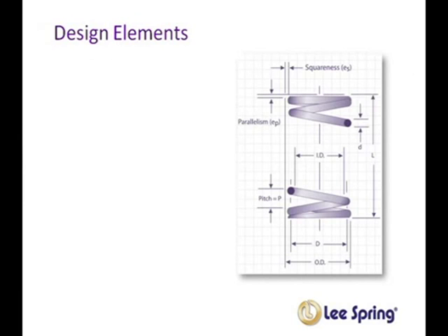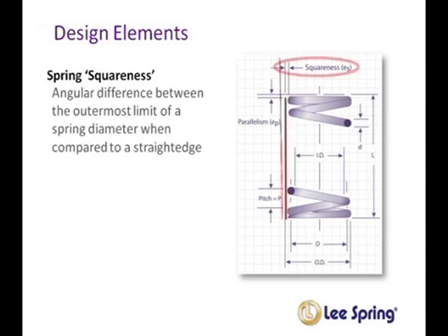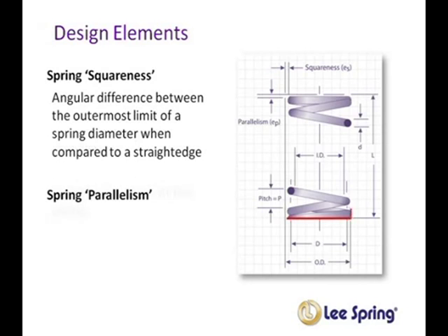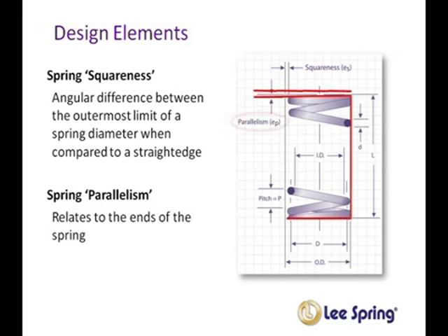Now that we have looked at how the spring is wound, let's take a look at other design elements. Spring squareness. Spring squareness is defined as the angular difference between the outermost limit of a spring diameter when compared to a straight edge at the right angle to a horizontal flat plate on which the spring is standing. Spring parallelism relates to the ends of the spring and how parallel they are to one another.